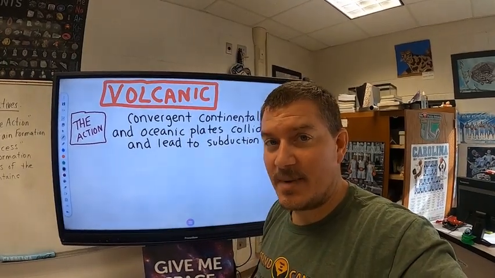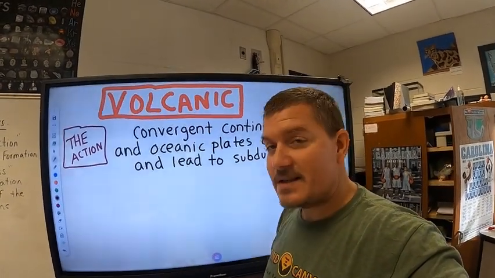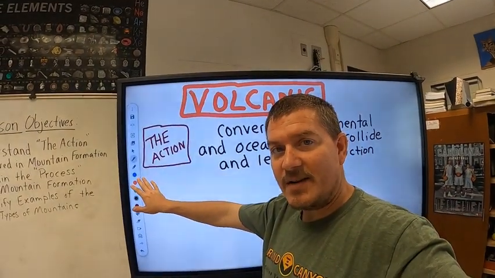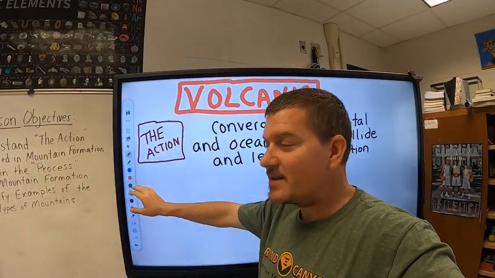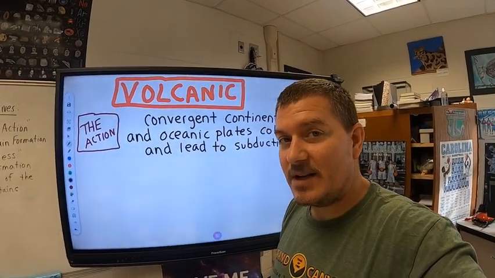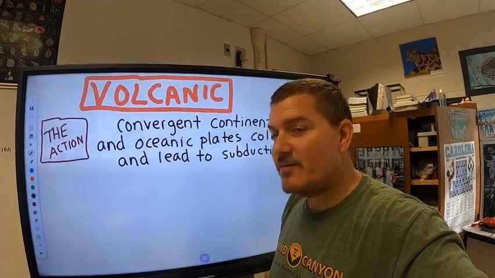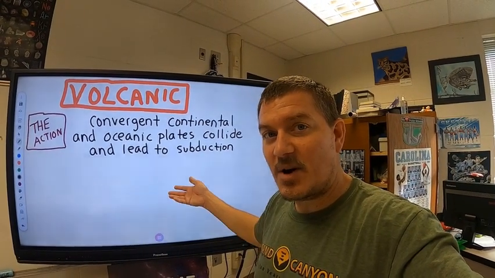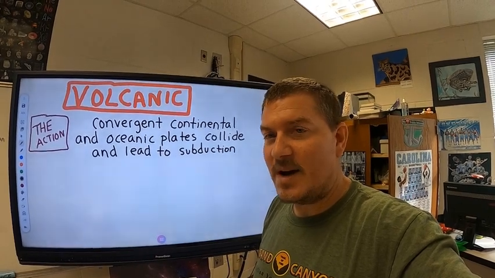But we're going to go through the same kind of process, so you're completing your notes for each type of mountain. Next one, as I said, is volcanic, and we're going to set up over on the left-hand side of our paper the action that's involved, and we'll look at the process and identify examples again of each type of mountain. So volcanic mountains are going to form in very similar ways, at least as part of the action, as to what the folded mountains were.